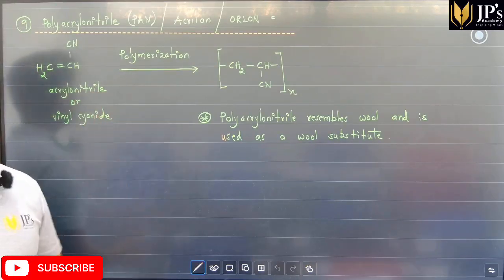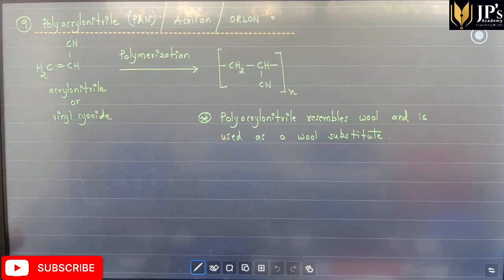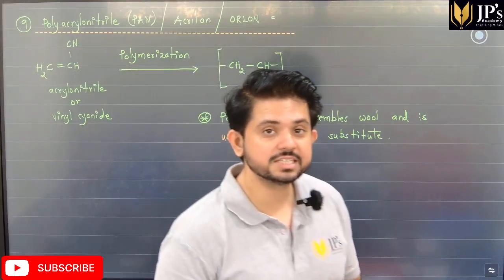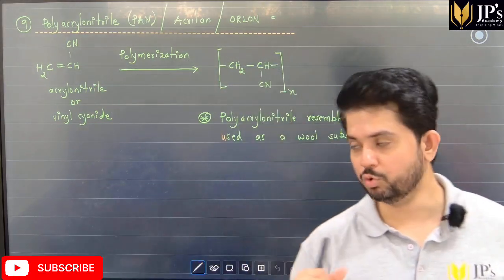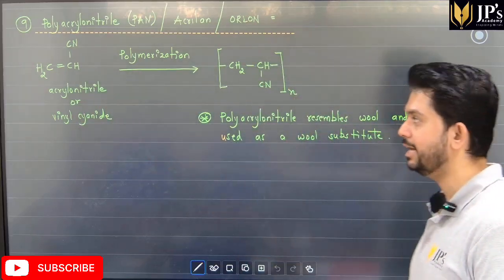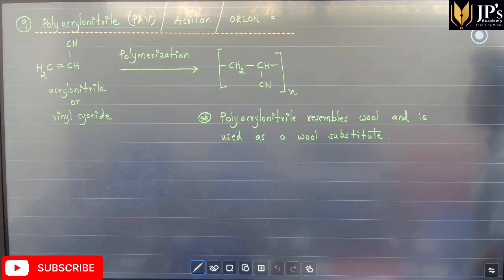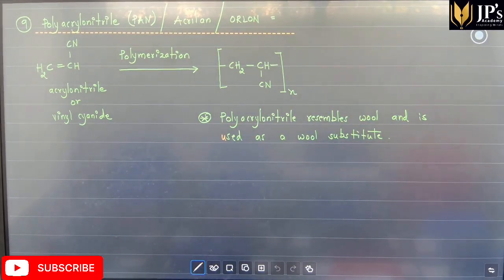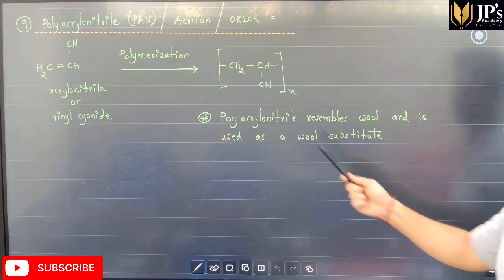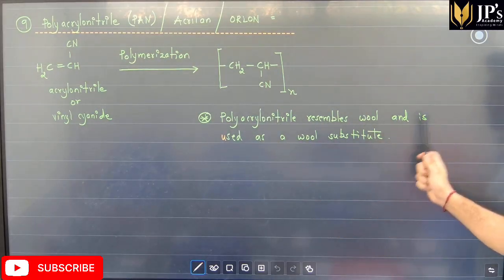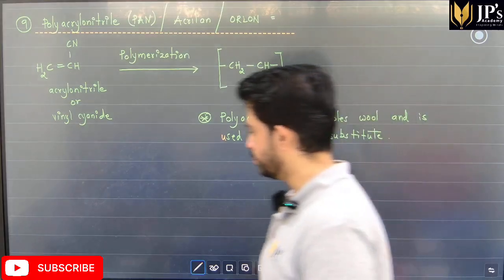Moving ahead, we have PAN, also called polyacrylonitrile, acrylan or orlon. Now students, this is a substitute for wool. So we have PAN, or vinyl cyanide or acrylonitrile, which on polymerization becomes polyacrylonitrile. And as written over here, polyacrylonitrile resembles wool and is used as a wool substitute.